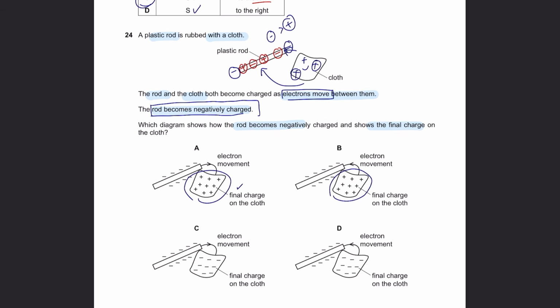The answer is either A or B. As for the electron movement, it goes from the cloth to the rod. So the answer is B.